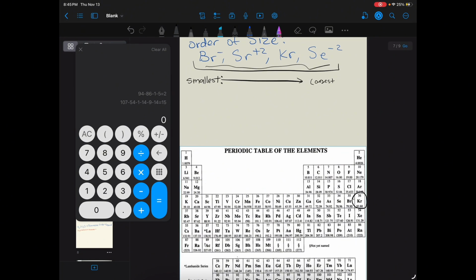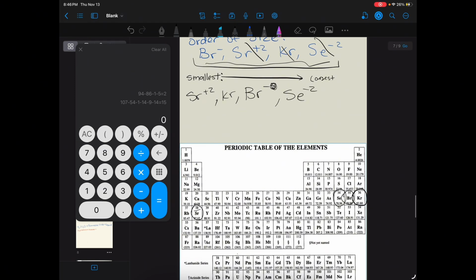So when looking at it, we see that SR would have our most amount of protons at 38, so that would be our smallest one. Next, we see that KR would have our next largest amount of protons, so it would be the next smallest right there. And then we can just eliminate those two as well. The next smallest that we'd see is BR, because it has 35 protons. And then finally, we would be left with Se minus 2, which has 34 protons.